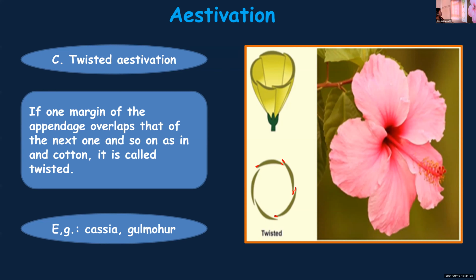If one margin of the appendage overlaps that of the next one, only one margin of the appendage overlaps that of the other one, you can call it twisted aestivation. Examples: cotton, cassia, gulmohar. So in all these, you can see twisted aestivation. I'll repeat all the three that we discussed so far.